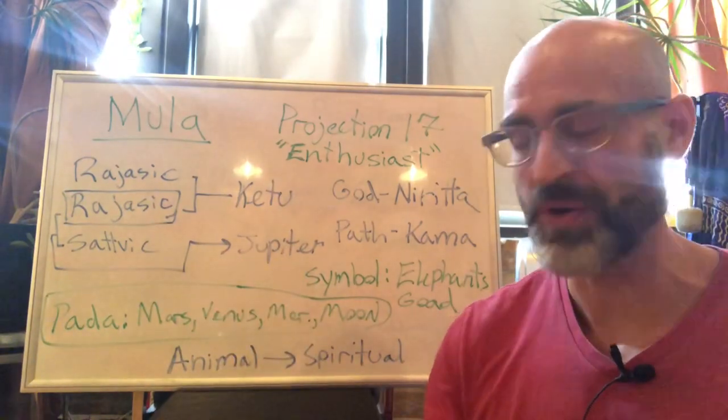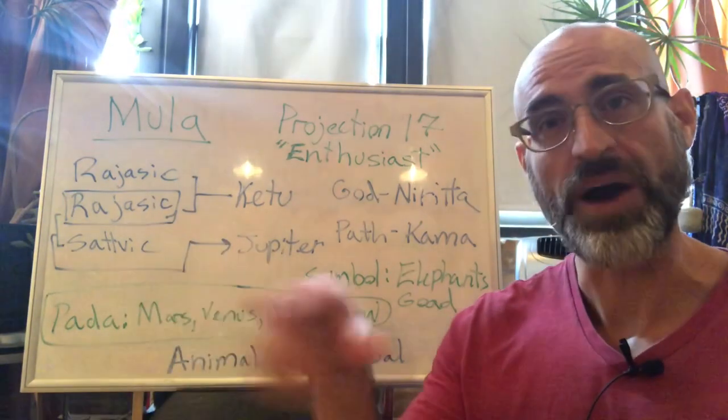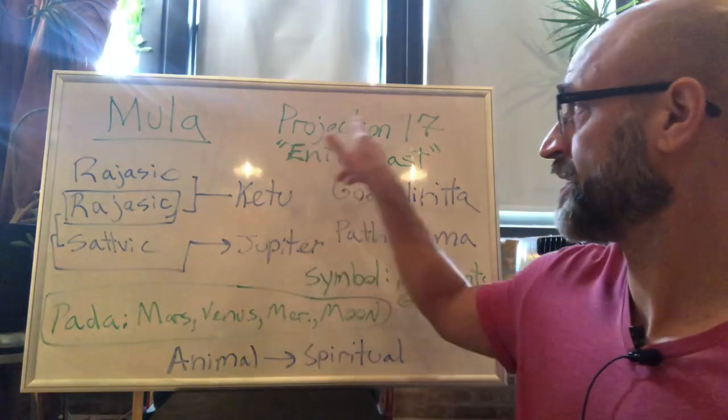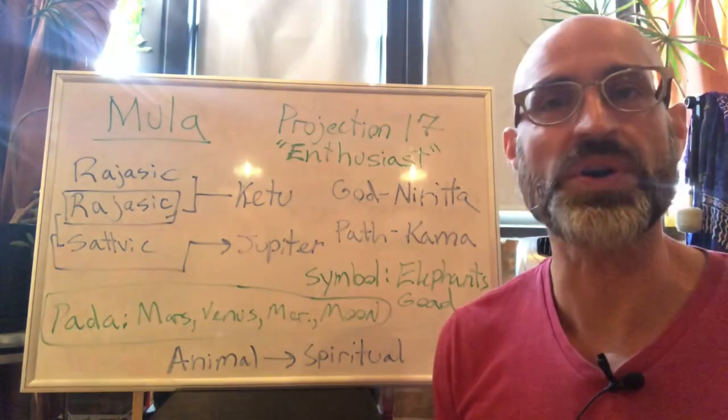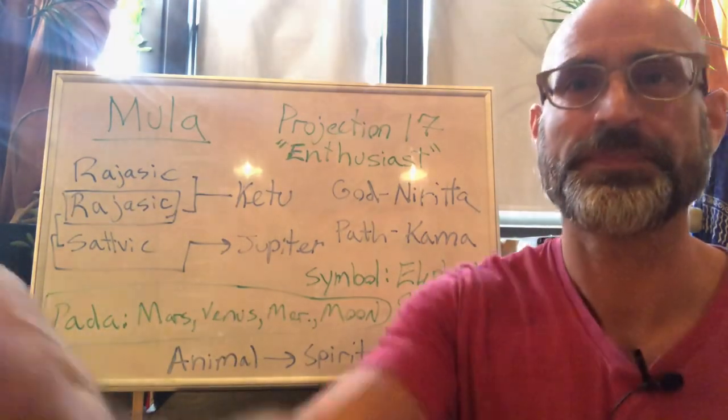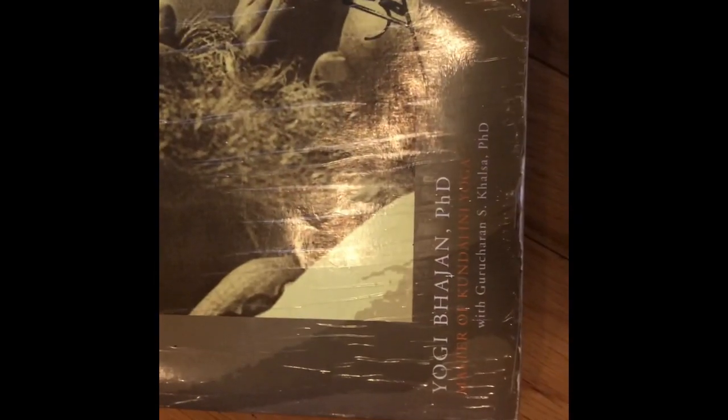With all that said, I'm going to go ahead and show you now how I made the associations between Mula Nakshatra and Projection 17, which is called the Enthusiast, from Yogi Bhajan's book, The Mind. All right, so here is Yogi Bhajan's book, The Mind. Great book, by the way. Mine looks really nasty.